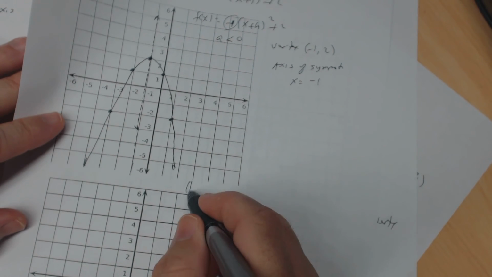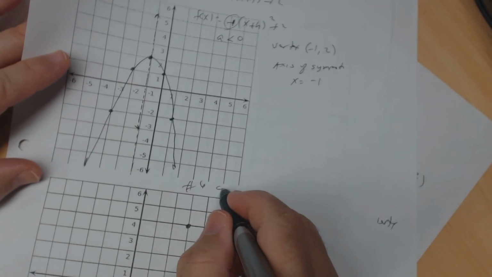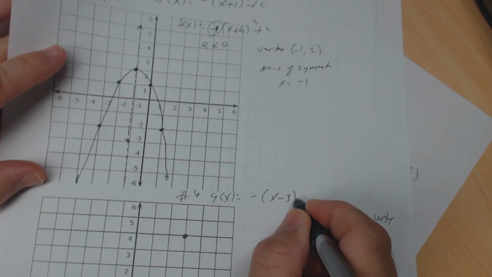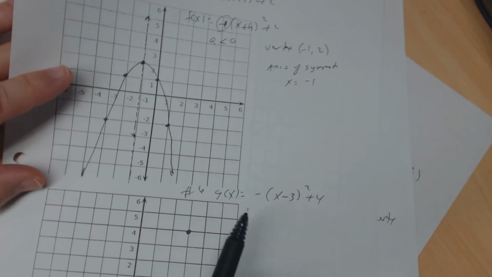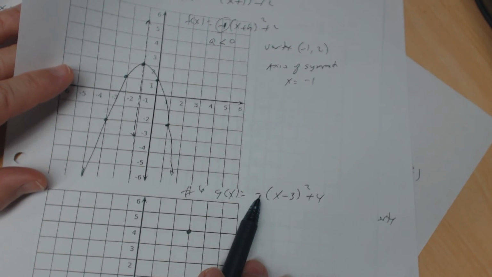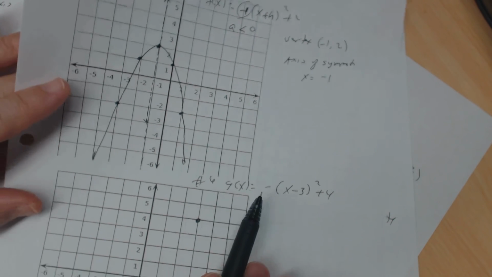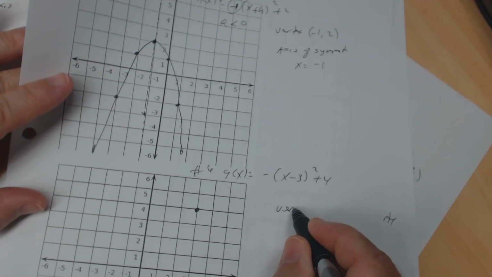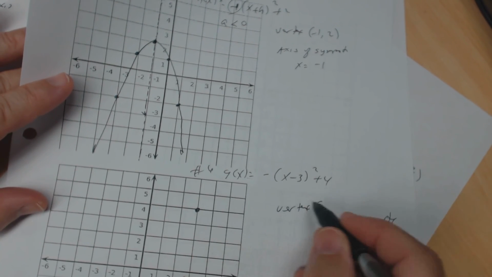All right, remember we're graphing number 6, and number 6 is g of x equals negative (x minus 3) squared plus 4. Now I want you to notice, see how this is negative right here? That number on the outside, negative 1? The graph should open down. So we found the vertex. So the vertex is (3, 4).